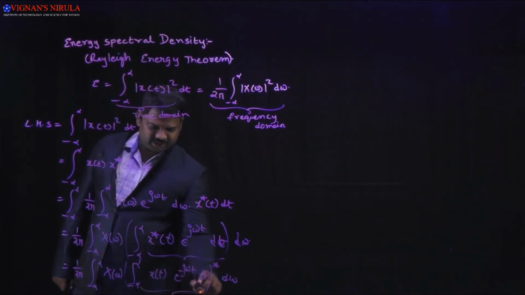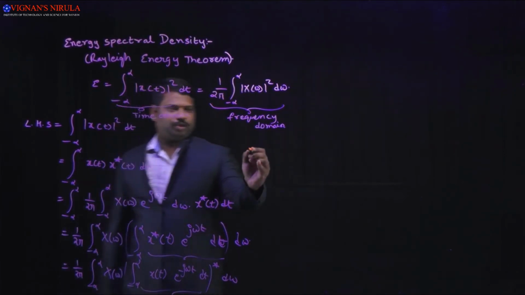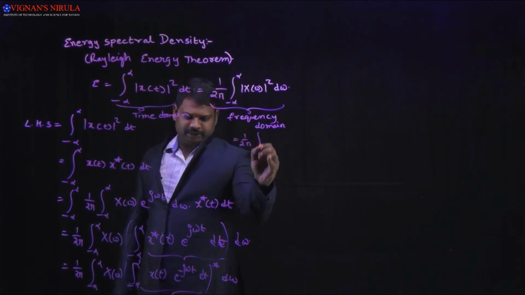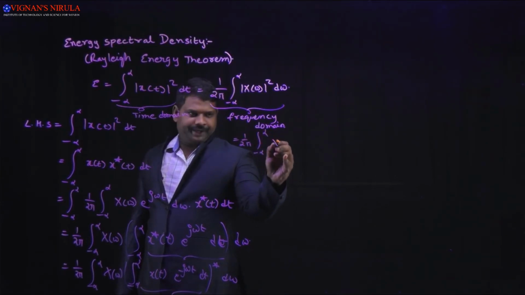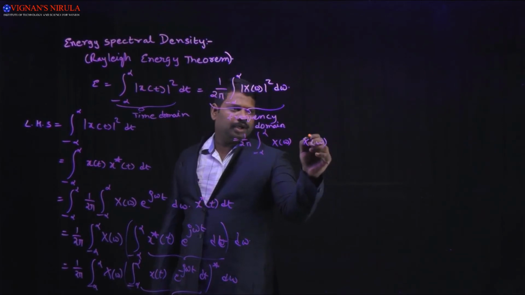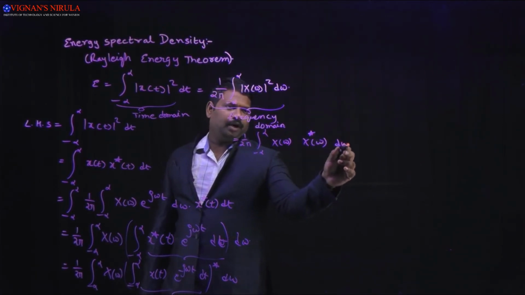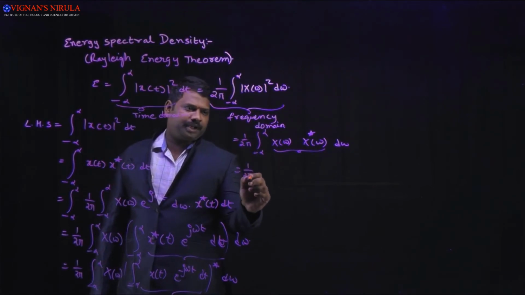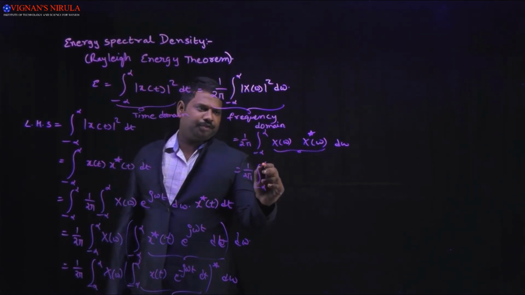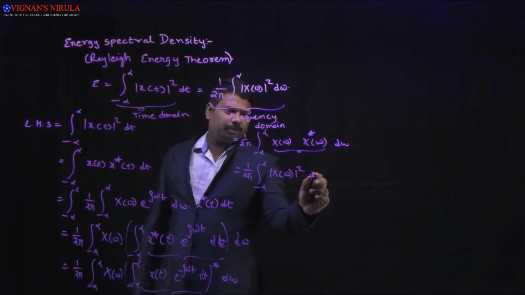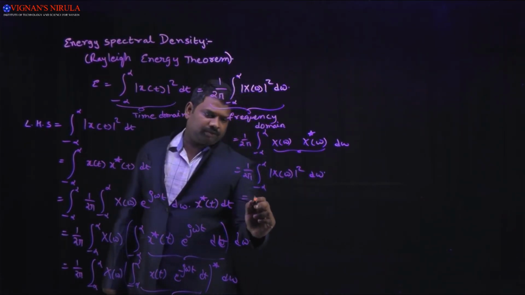Therefore, this entire thing will be nothing but our Fourier transform, which will be equal to 1 by 2 pi from minus infinity to infinity X of omega into X of omega whole star d omega. Again, these two will be written as 1 by 2 pi from minus infinity to infinity mod of X of omega whole square d omega. That's nothing but our RHS part.